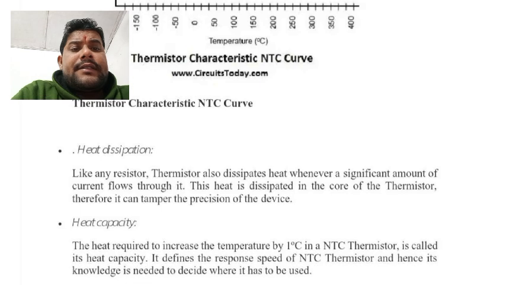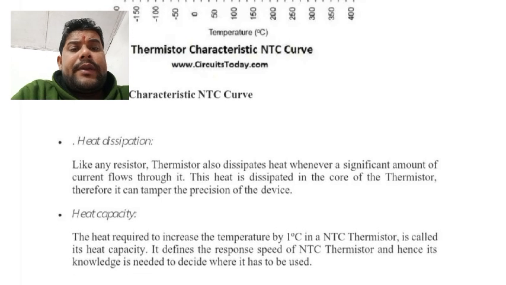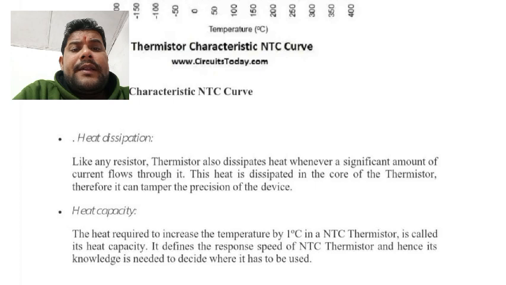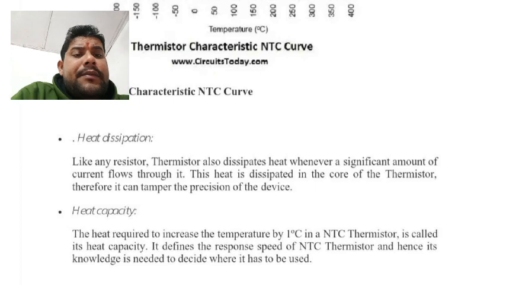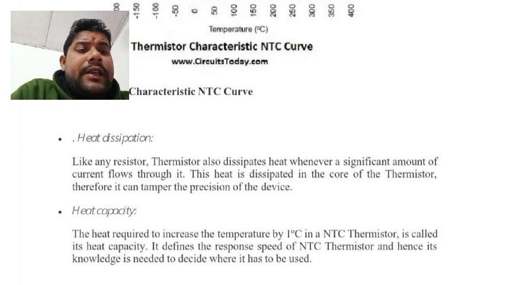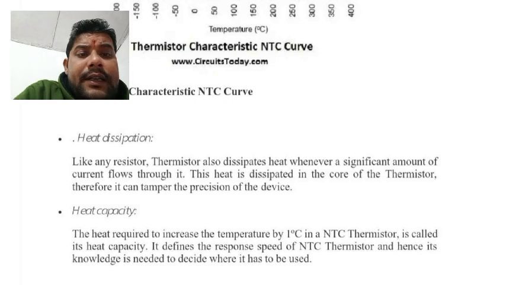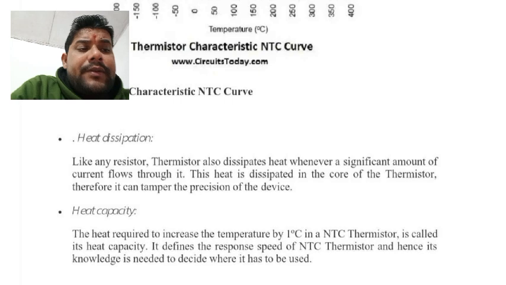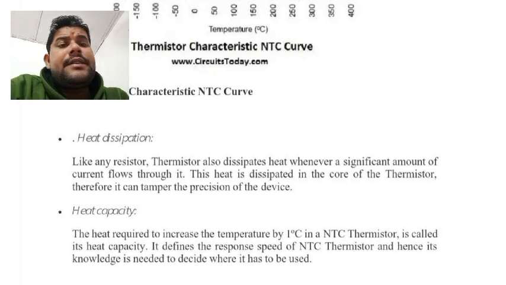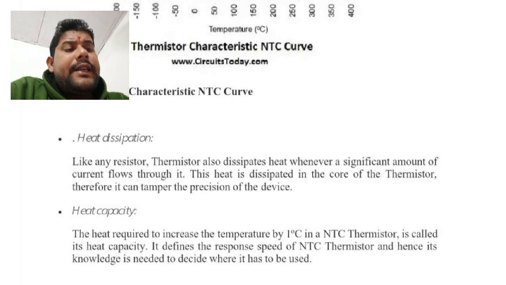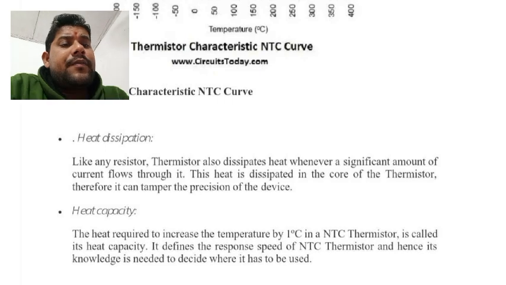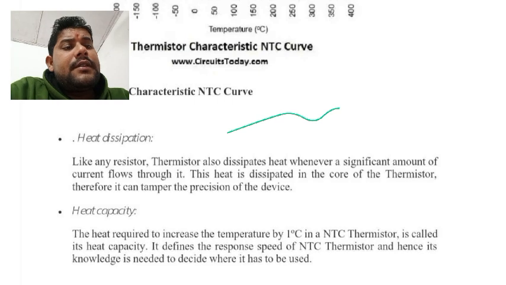Thermistor characteristics. Some characteristics we can suggest: first, heat dissipation. Like any resistor, thermistors also dissipate heat when a significant amount of current passes through them. This heat is dissipated in the core of the thermistor, and therefore affects the temperature precision of the device. What is heat dissipation? This is a resistive device like this. Resistance varies.